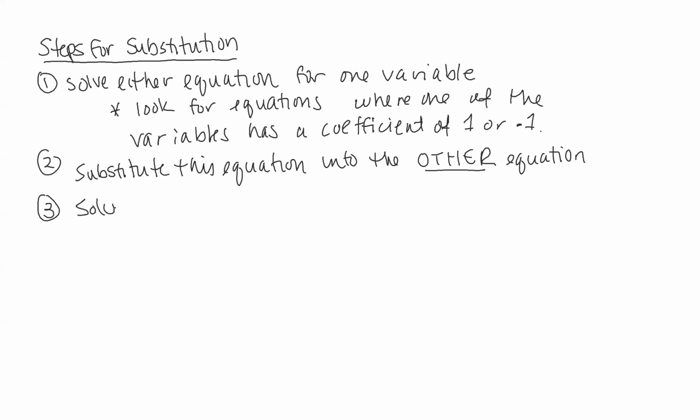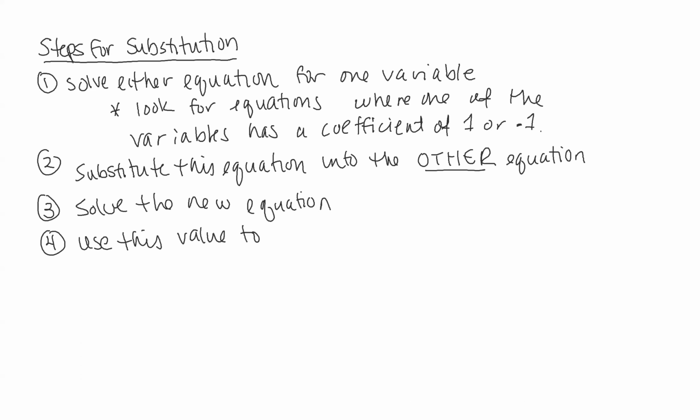Step 3: solve the new equation. And then step 4, use this value. So you plug one equation into the other, solve that result. That's going to give you one value for one variable. So use this value to find the other variable. The whole point in substituting is you're creating an equation that has one variable. You solve for that variable and you use that to find the other variable.